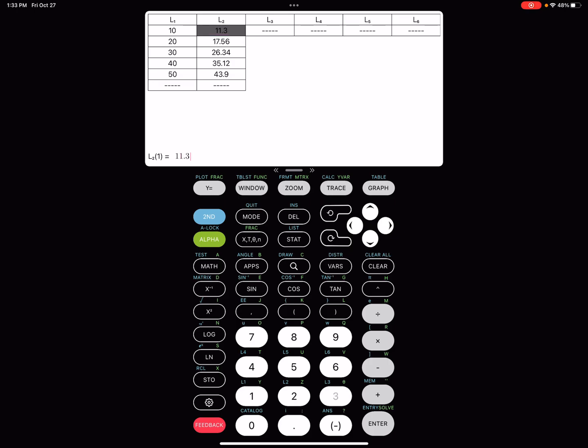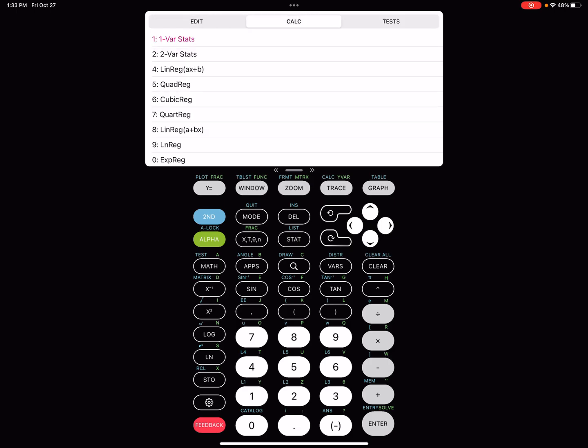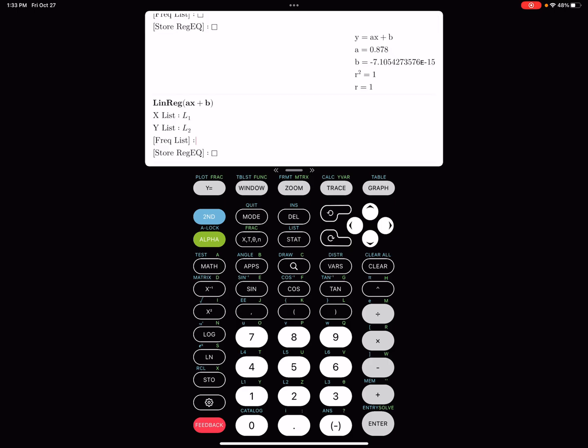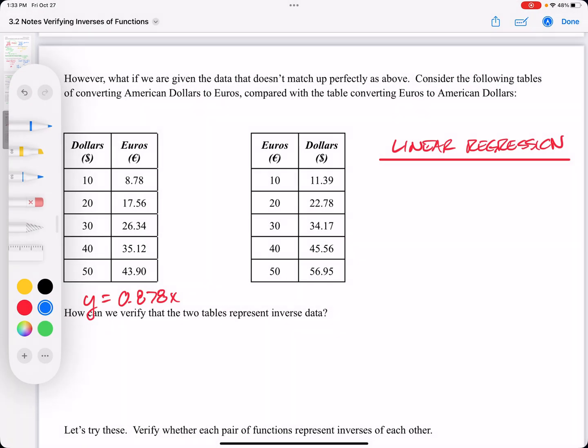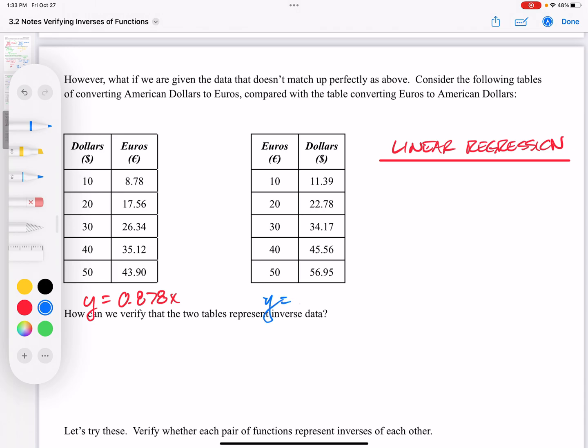And then for euros to dollars, we've got the same x values, but different y's. So 11.39 and 22.78 and 34.17 and 45.56 and 56.95. So stat calc option 4, enter, and I get 1.139, and again plus 0. So y equals 1.139x.